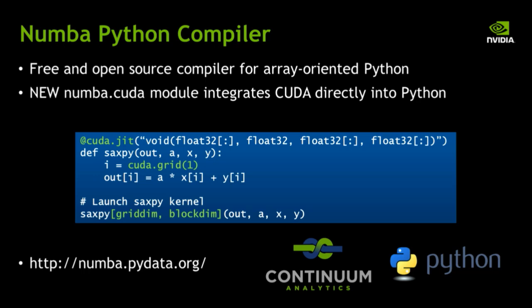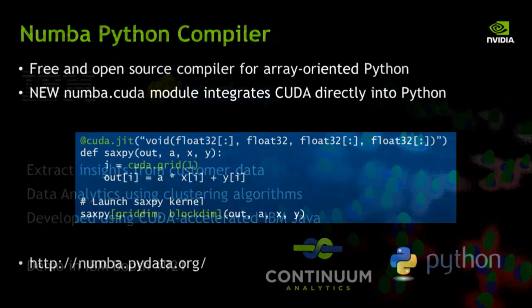You can write code like this where I have this SAXPY function, and by specifying a type signature, that allows the compiler at runtime, just in time, to compile a version of that for running on the GPU. Then I can launch it using a syntax similar to CUDA C, where I specify the grid dimensions and the block dimensions. That's really exciting. You should check that out if you're a Python programmer.